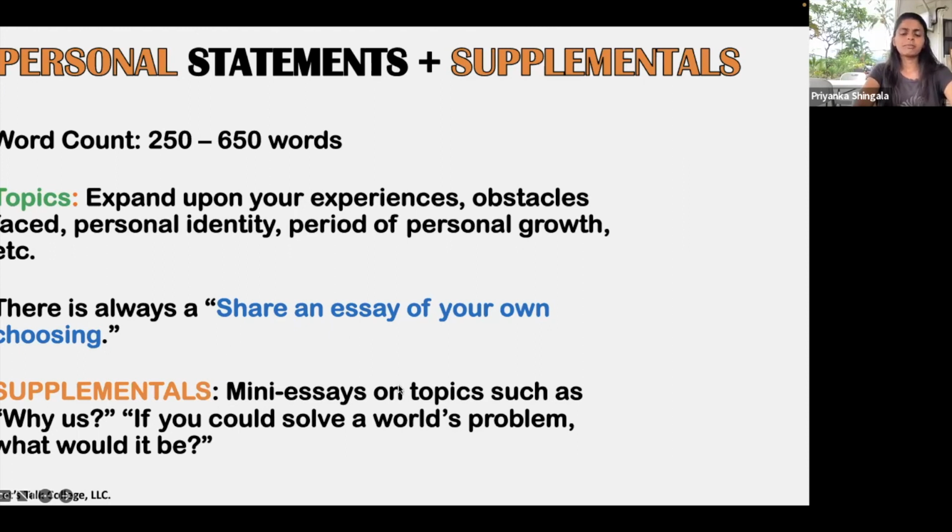Supplementals, as we talked about, they're mini essays. Word count could be anywhere from 50 words, which really is a sentence, to 250 to 500, at 650 for rare cases, but usually it's more in the 150 to 250 range.